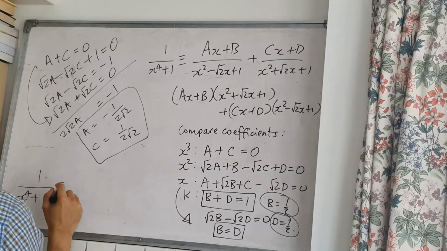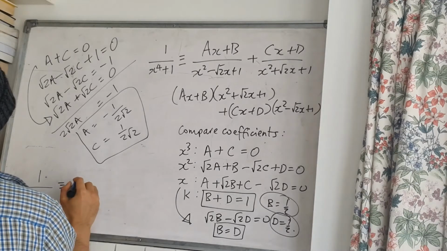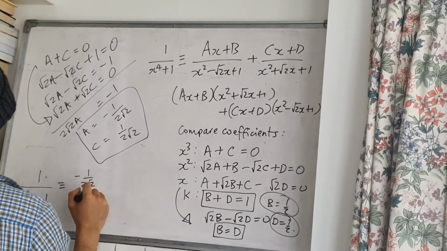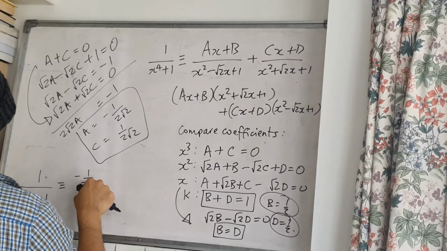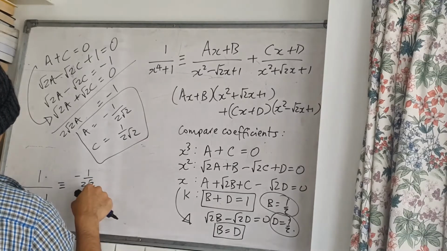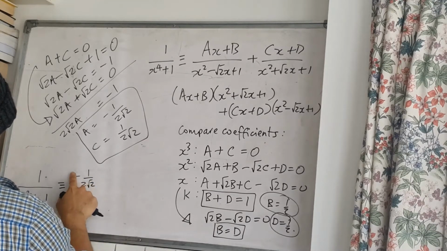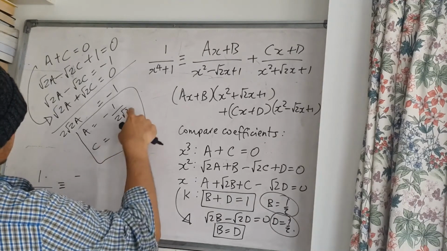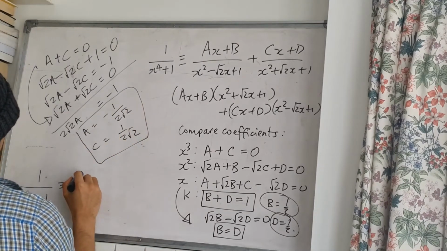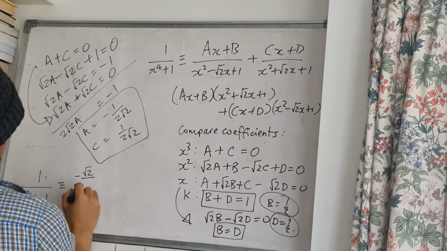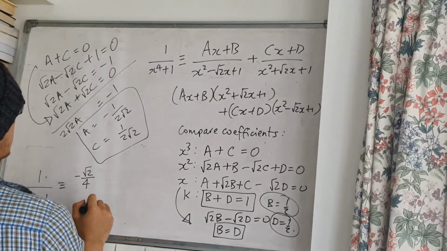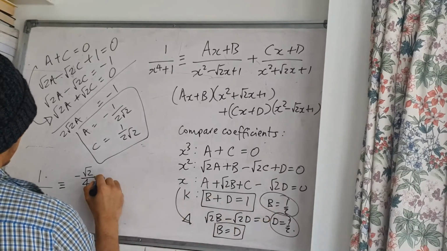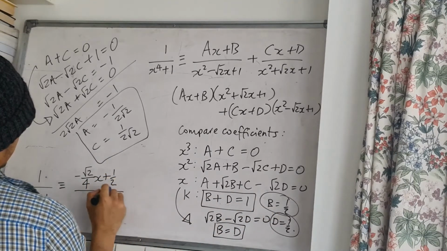Alright, so we can rewrite the fraction. 1 over x to the power 4 plus 1 is equal to, now, because you know that a is minus 1 over 2 root 2, just put that into the equation on the right hand side. Now we don't like roots at the bottom of the fraction, so let's rationalize it. So multiply top and bottom by root 2, you end up with minus root 2 over 4. So minus root 2 over 4, and multiply that by x plus, and you know that b is a half, divided by x squared minus root 2x plus 1.